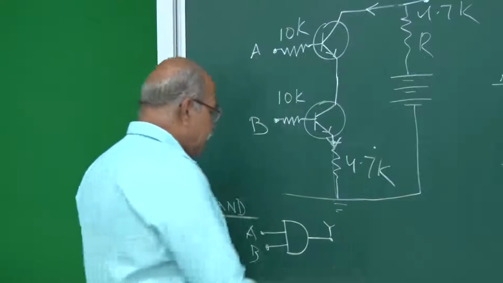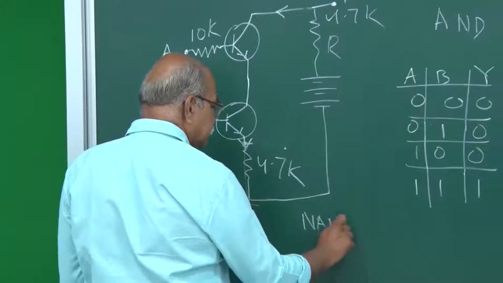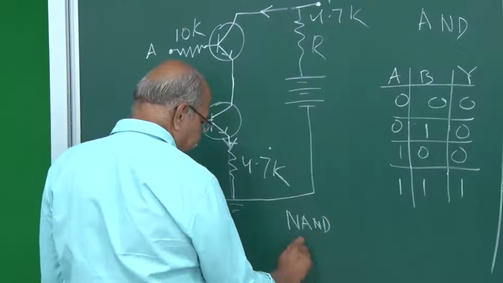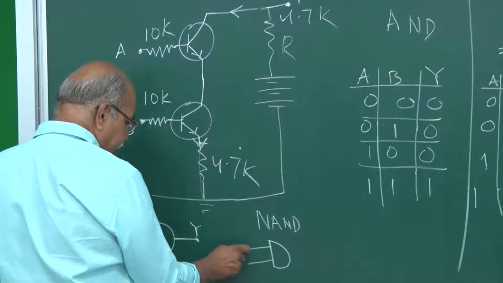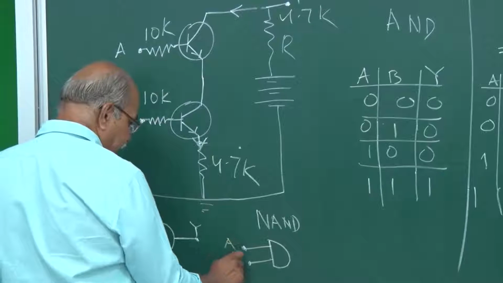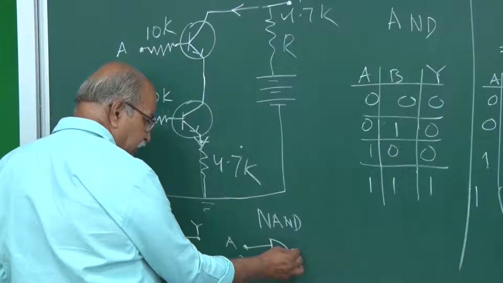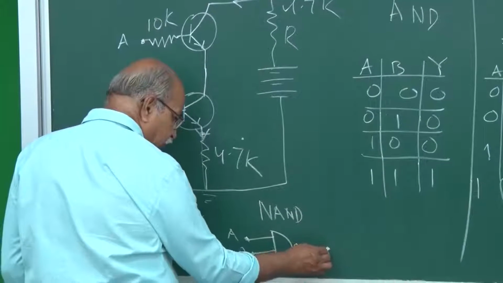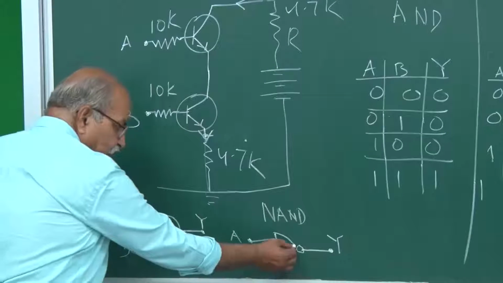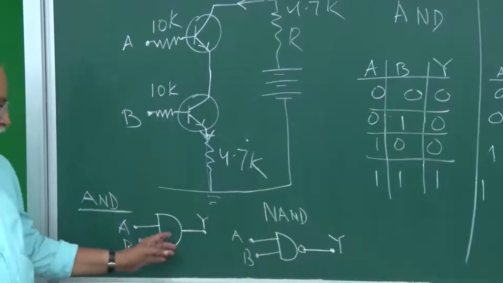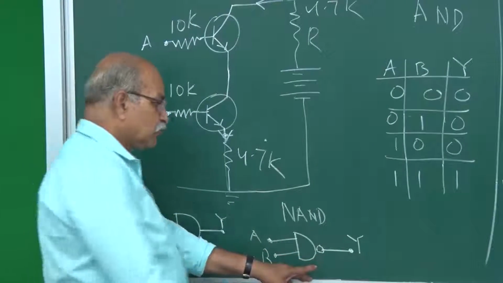And for the NAND gate the symbol is, you again make that D, you again put two lines to show the input points A and B, and then you put a circle out here, and then you take a line, and this is the output point. So this is the symbol for NAND, and this is the symbol for AND. So this circle here denotes NOT. Remember the symbol for NOT?